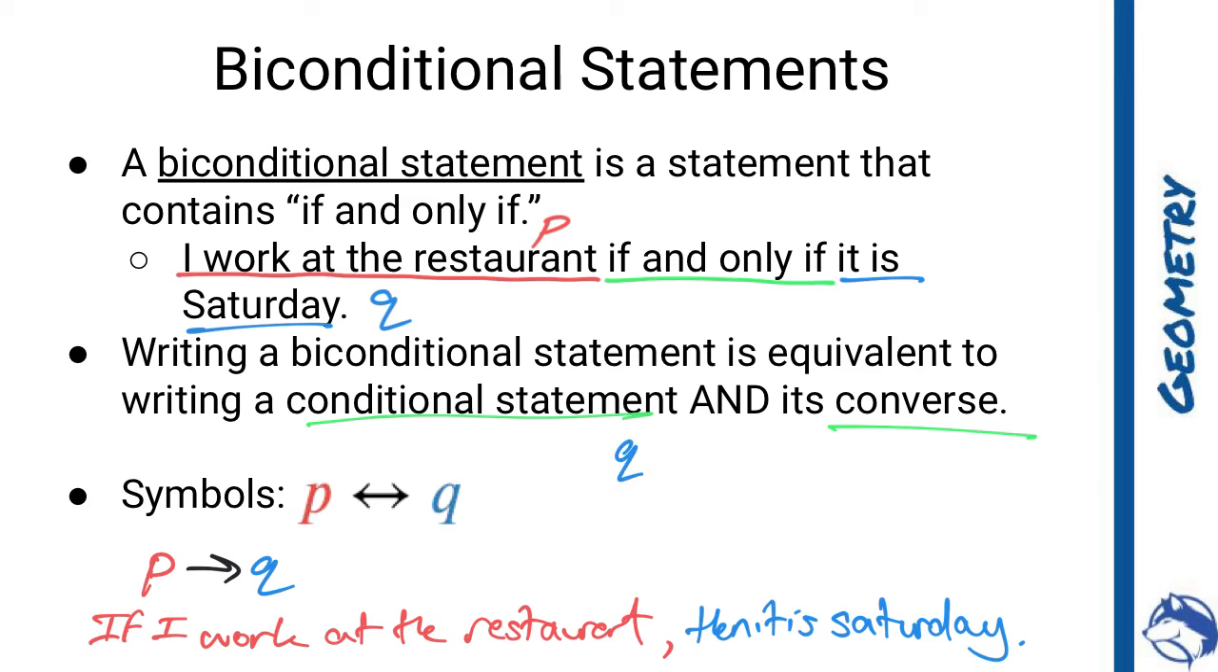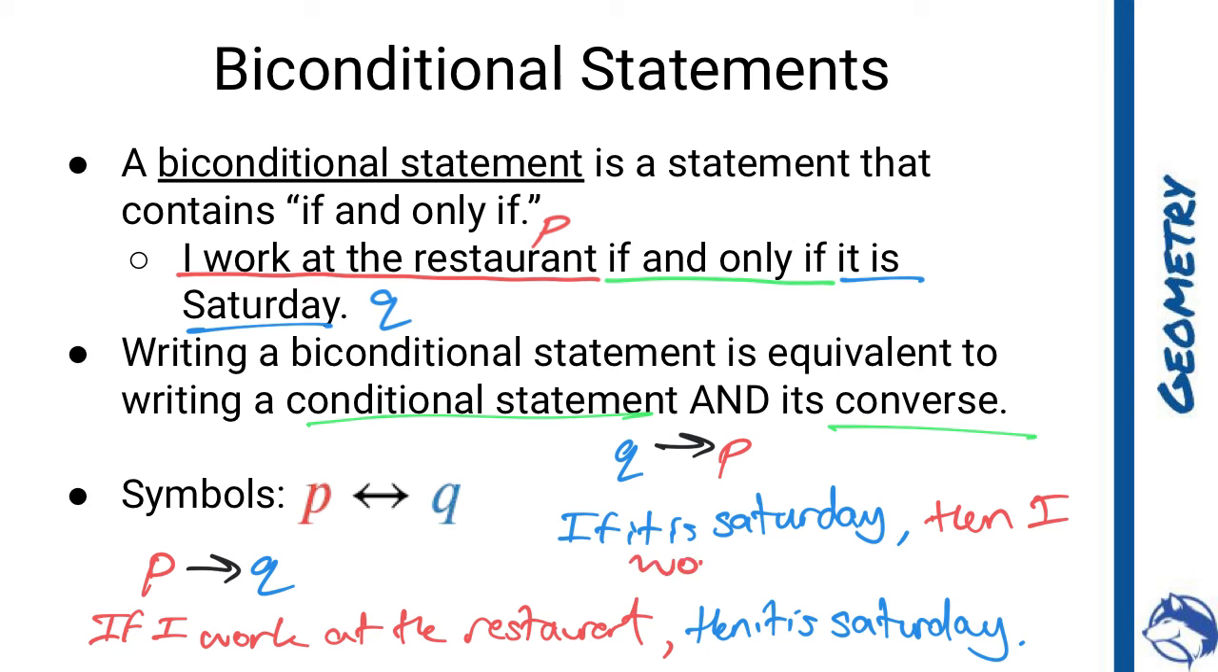I can also do the converse, which is Q implies P, where I start with Q and I say, if it is Saturday, then I work at the restaurant. It looks like both of these are true, so we have special notation for that, where this is P implies Q and Q implies P. So it's got the arrow going both ways if you can write it as a biconditional statement.